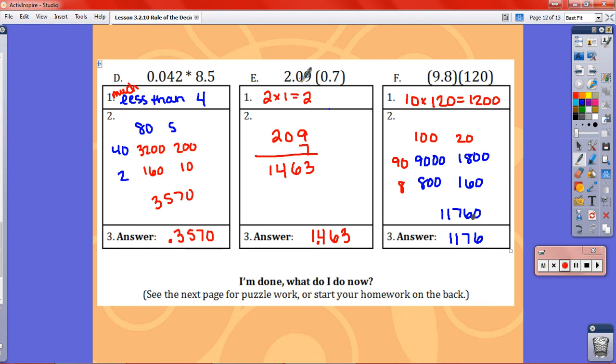Here we have about 2 times about 1. So my answer needs to be somewhere near 2. My digits are 1463. 1.463 makes the most sense. And here we have about 10 times 120 is about 1200, and we get the digits 11760, or once you check with your estimate, you realize that 1176 is enough by itself without the 0.0.